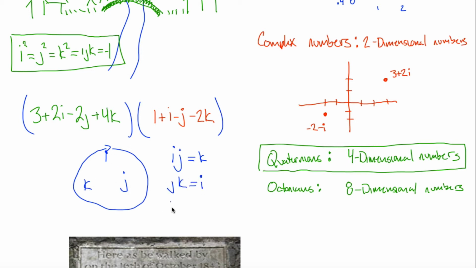And k times i would be equal to j, because I'm going around the circle. Oh yeah, k times i equals j, going around the circle. However, what about j times i? And you're like, oh, you already did that. j times i is k.